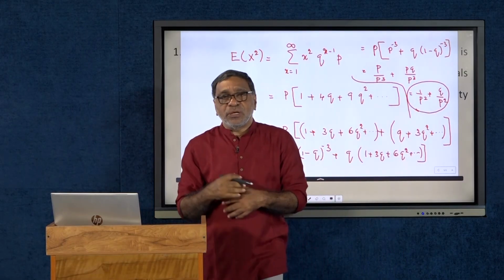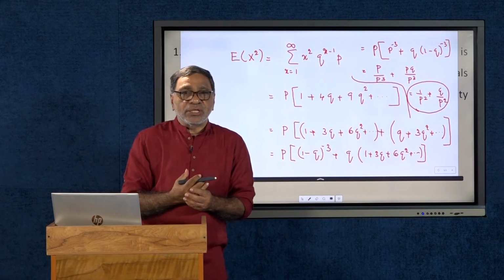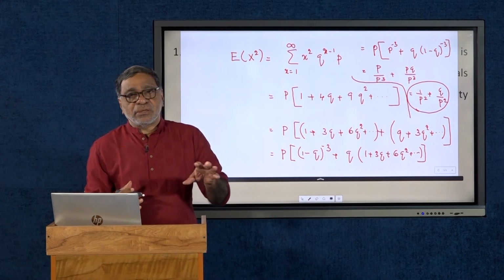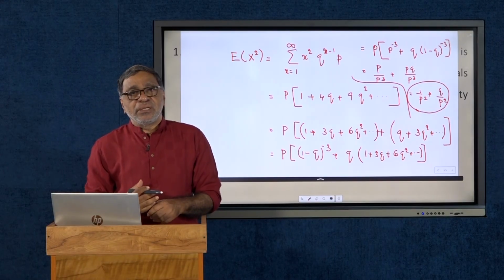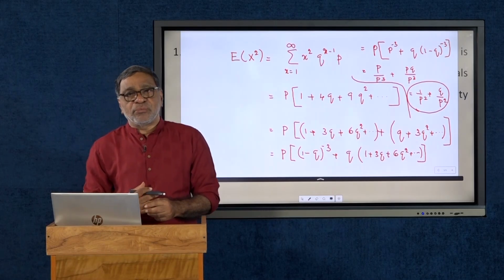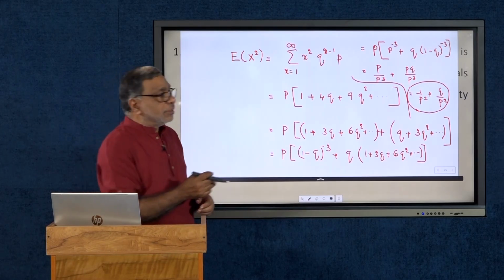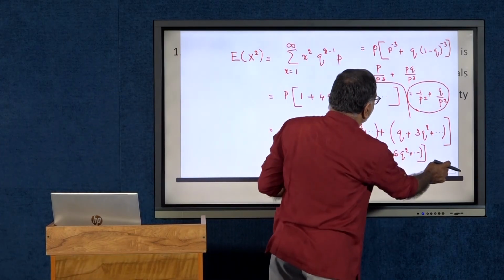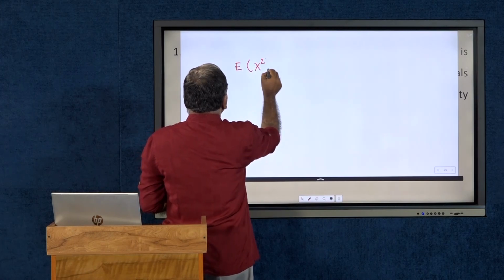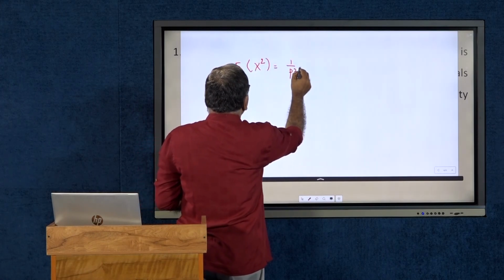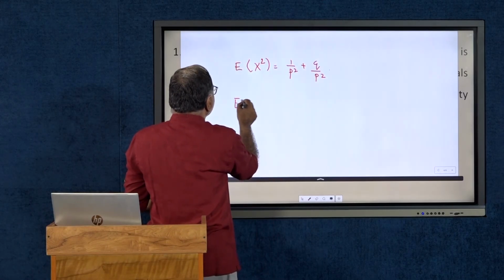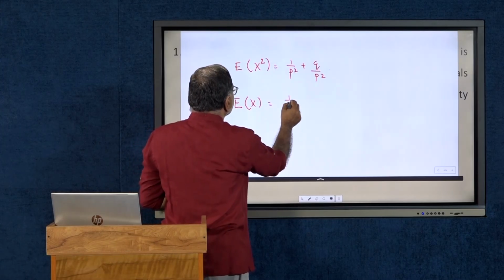So, using the known infinite series, 1 minus q all power minus 3, it is simple to establish for this random variable the expectation of x square, that is 1 by p square plus q divided by p square. So the expectation of x square is obtained as 1 by p square plus q divided by p square. And earlier we obtained the expectation of x as 1 by p.